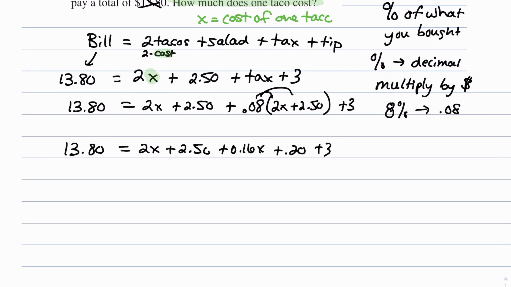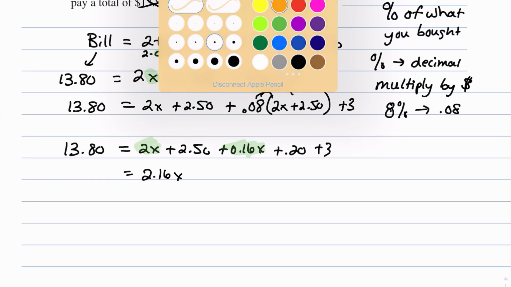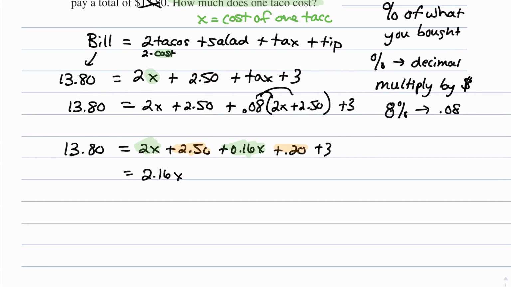So we're just going to combine a bunch of like terms. So this is an x, and here's another x. So in total, it looks like we have 2.16 x's. We collect all our constants. We have 2.50, another 20 cents, and another $3. So in total, that's $5.70. And that's on the left side, with our bill of $13.80.